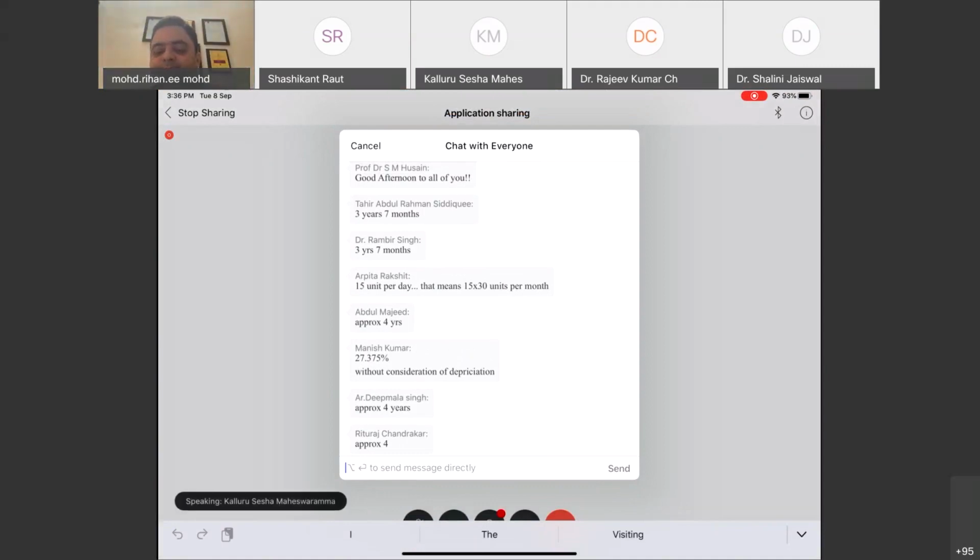Hello, sir. Good afternoon. This is Dr. Shesha from JNTU Pulivendula, Kadapa district, Andhra Pradesh. Is net metering implemented by the state government? Yes, it is. It comes under your local power corporation, which is under state government.